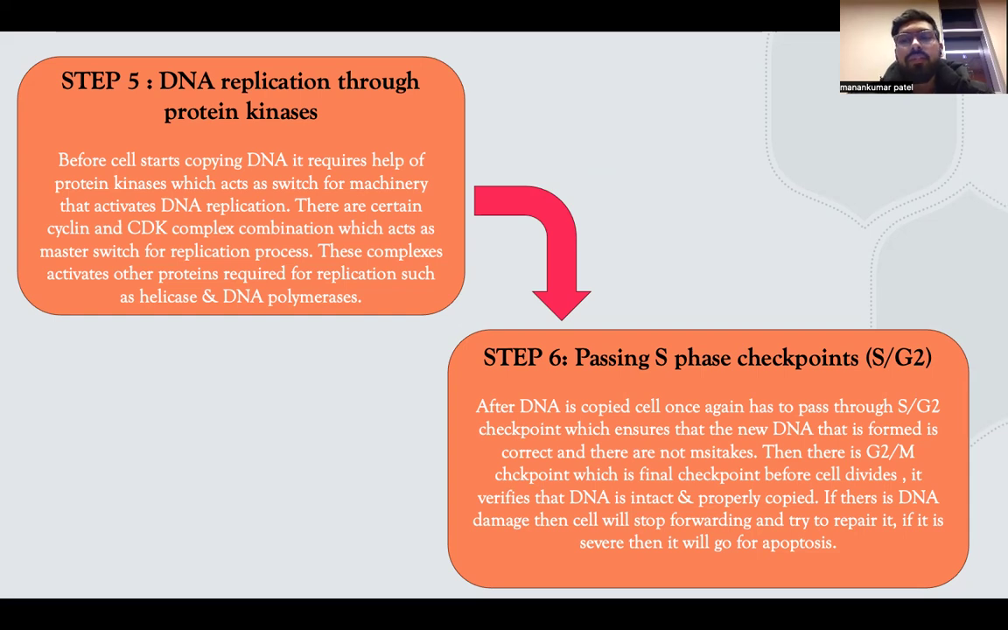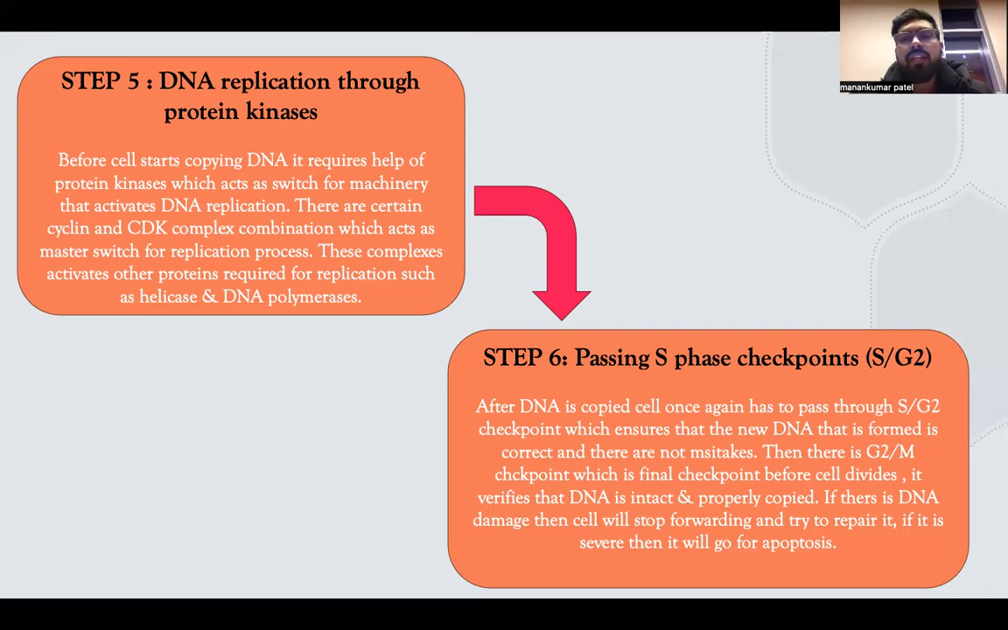Then there is the G2M checkpoint, which is the final checkpoint before the cell divides. It verifies that DNA is intact and properly copied. If there is DNA damage, then the cell will stop going forward and try to repair it. If it has major damage which cannot be repaired, then the cell will undergo apoptosis, which is programmed cell death.